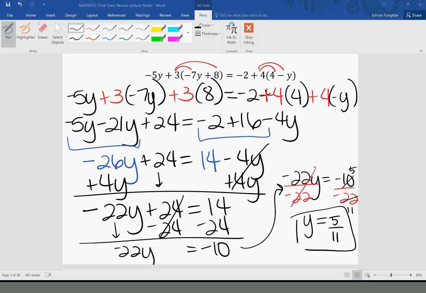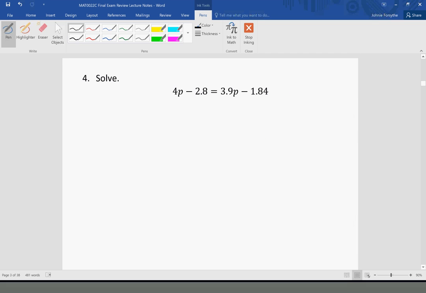Okay. Let's keep going. Number 4, solve. So we have decimals here. So 4p minus 2.8 equals 3.9p minus 1.84.